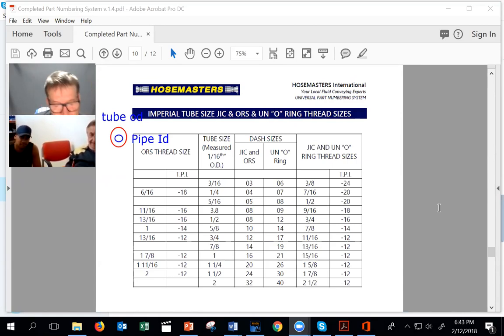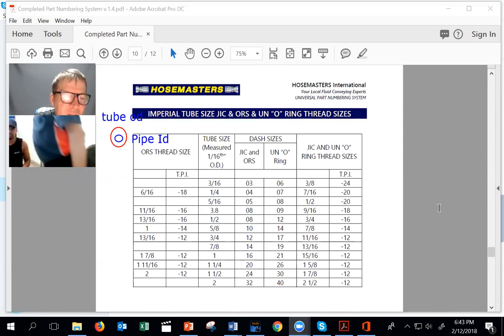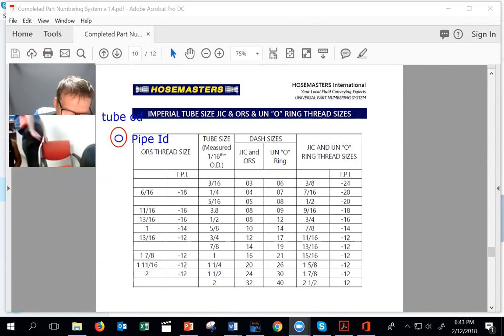Okay. As I've said, what we're going to talk about is a JIC thread, a BSPT thread, a UNO ring thread, and an ORSF thread. Those are the threads that you have on the premise today. Do you want me to go and get one of each? Yeah, that would be fine. I've got pictures of them here anyway. All right.